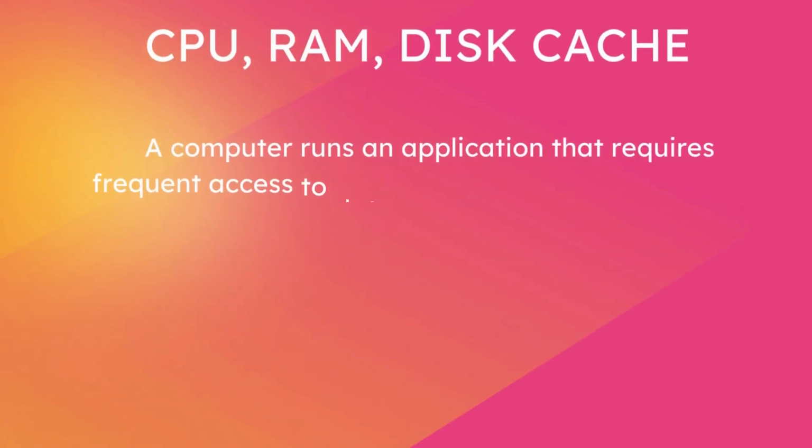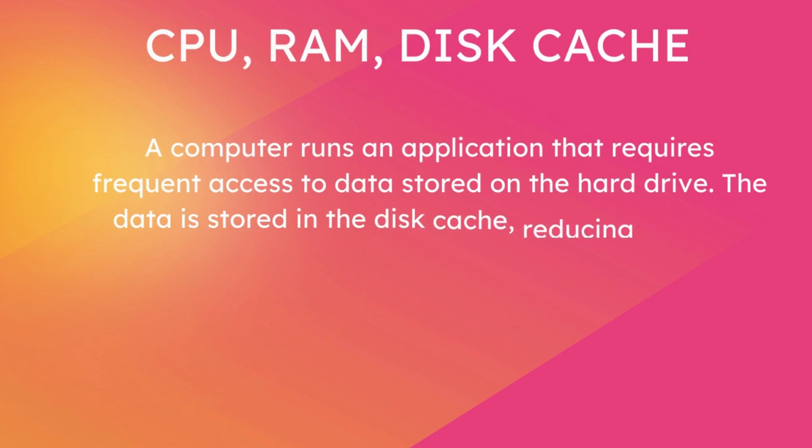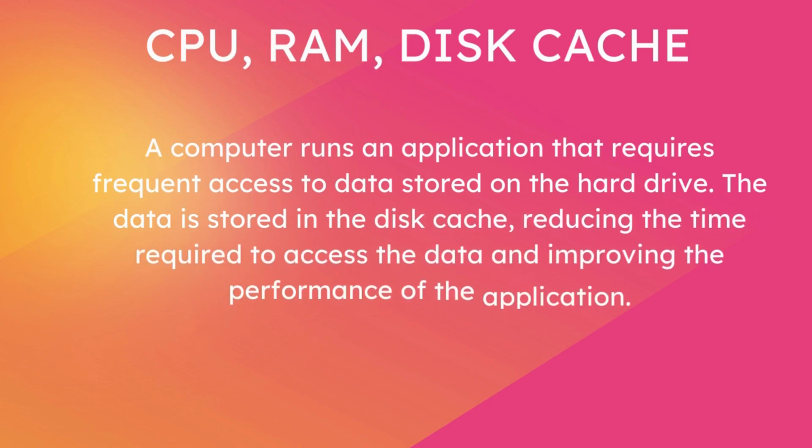Okay, what's a pretty good example for this one? A computer runs an application that requires frequently accessed data stored on the hard drive. The data is stored in the disk cache, reducing the time required to access the data and improving the performance of an application.